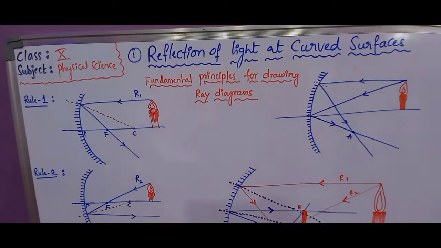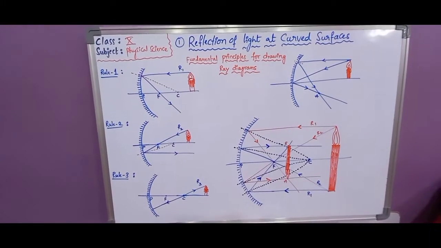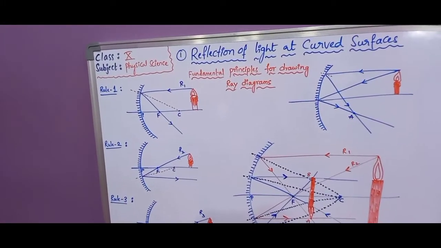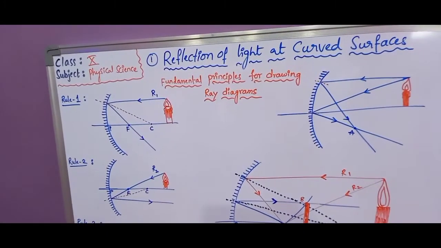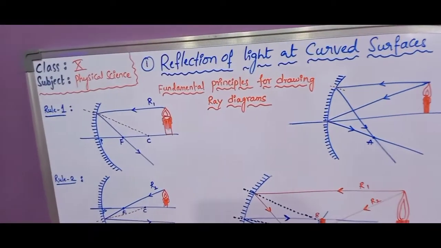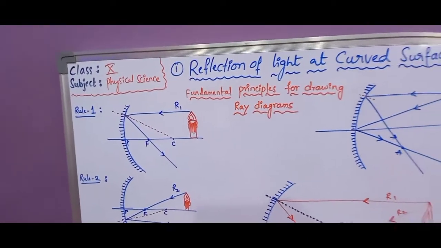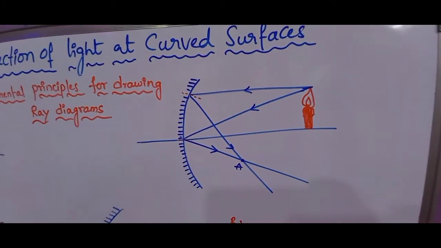So our today's topic is fundamental principles for drawing the ray diagrams. See children, fundamental principles for drawing ray diagrams. Here I have shown you some diagrams. According to the rules, we can measure the position of image of an object when put in front of a concave mirror experimentally. Let's learn a method to draw the ray diagrams to find the image for an object placed in front of the concave mirror at various places.